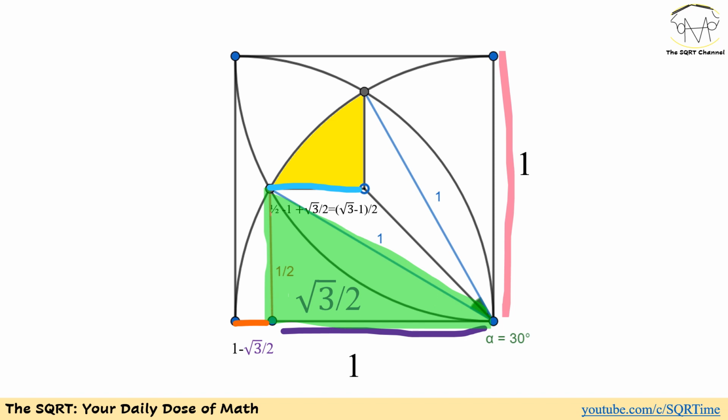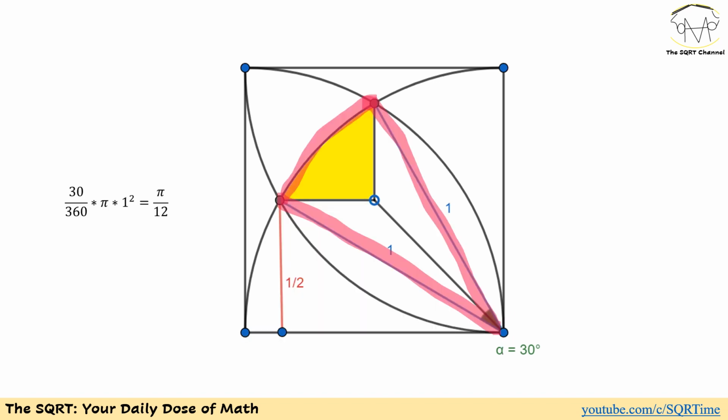Finally, we can find the line that we have here in light blue. It can be calculated as 1/2 minus (1 minus the square root of 3 over 2), which can be simplified as (the square root of 3 minus 1) over 2.